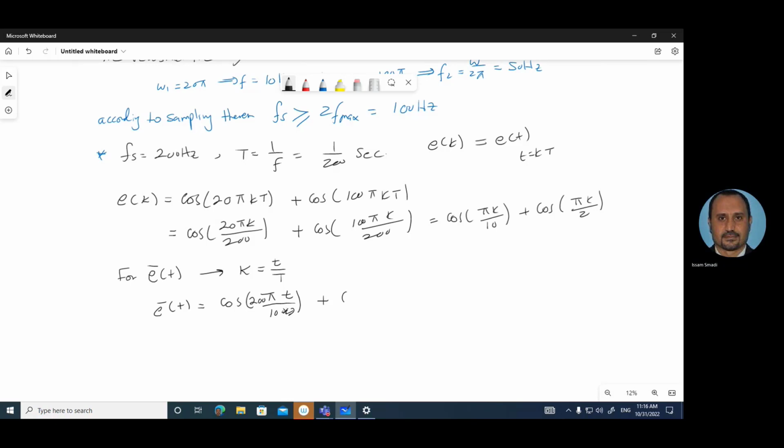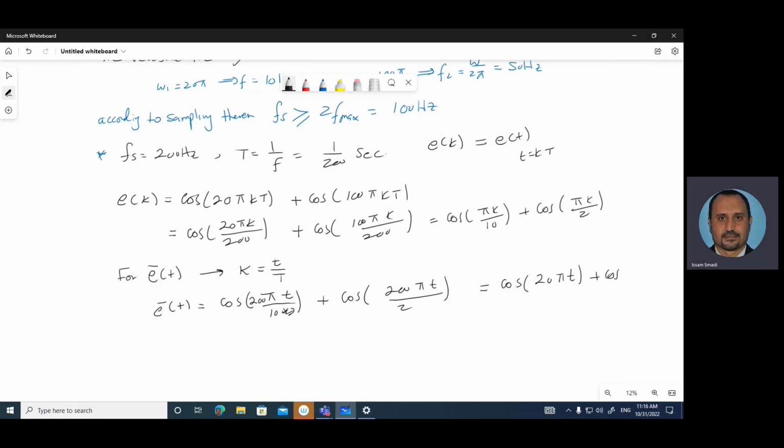Plus cosine pi t over 2 times 200, and this actually will equal cosine 20 pi t plus cosine 100 pi t, which actually is the same thing. This is actually equal to what? E of t, correct? Without losing any information.